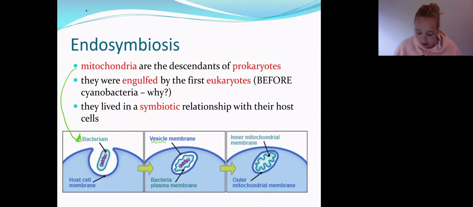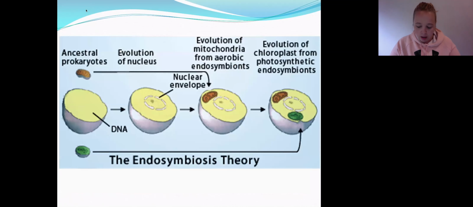That vesicle is going to become the outer mitochondrial membrane over here in this third picture. And the inside membrane, which was the outside of the bacterial plasma membrane, becomes all infolded, and there you go, there's your cristae. We think this is the case because they lived in a nice symbiotic relationship. They were each getting something out of this.